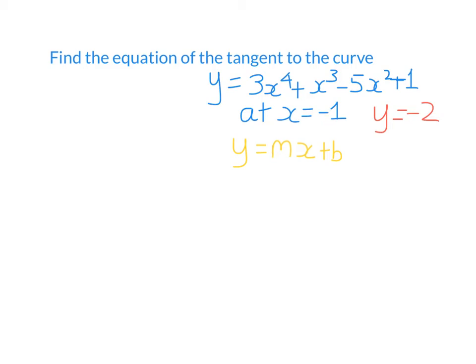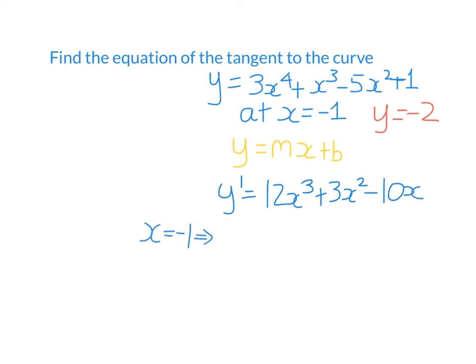Now I need to find m. The way I find m, which is the gradient, is differentiating this and substituting the x value. So the derivative is 12x cubed, differentiating term by term, plus 3x squared minus 10x. So if x equals minus 1, all I do is substitute minus 1 into this equation here. So I actually get y dash equals 1. What that means is, at the point x equals minus 1, the gradient of this curve is 1.